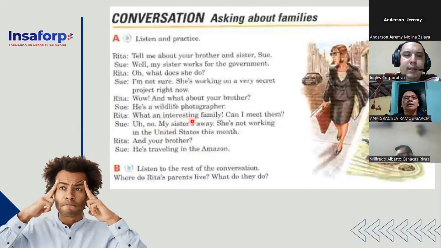¿Alguna vez había pronunciado esta palabra? Interesting. Sí, ya lo había pronunciado, pero... La que me dio problema es ahí... Wildlife. Oh, wildlife. It's a wildlife.